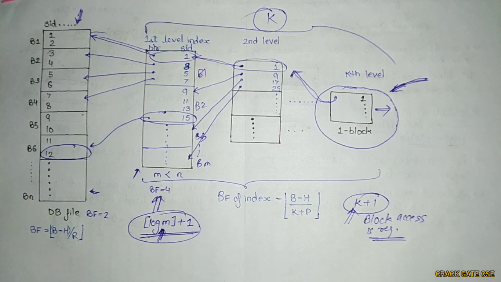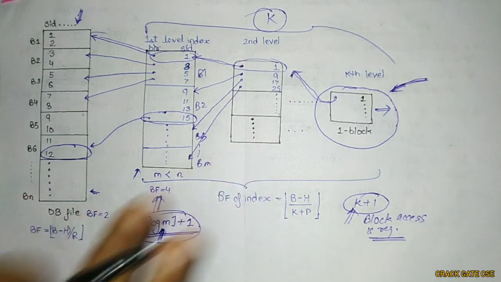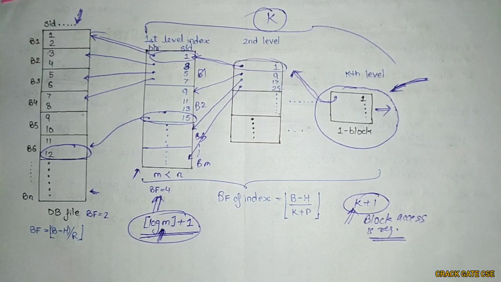So I hope you got an idea of how indexing and multi-level indexing work. And in the next video we'll be discussing the categories of index, that is dense index and sparse index, right? After that we'll be practicing a question on these basics of indexing.